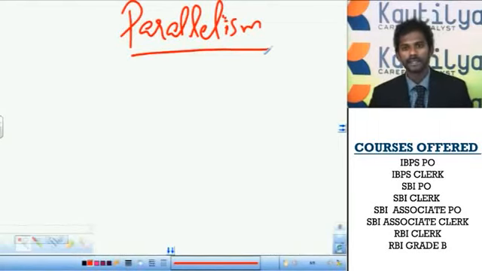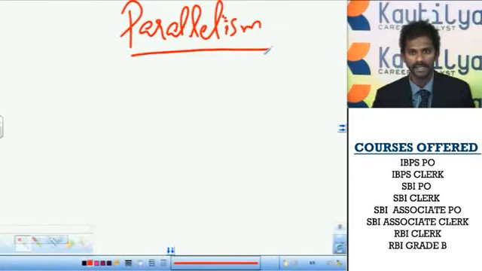Now parallelism means if there is more than one idea in a sentence, all the ideas must have equal importance. That means all the ideas must be expressed in the similar form. Then only they'll have equal importance. For an idea to have equal importance, they must be in the similar form. So some 7 concepts are there in parallelism.